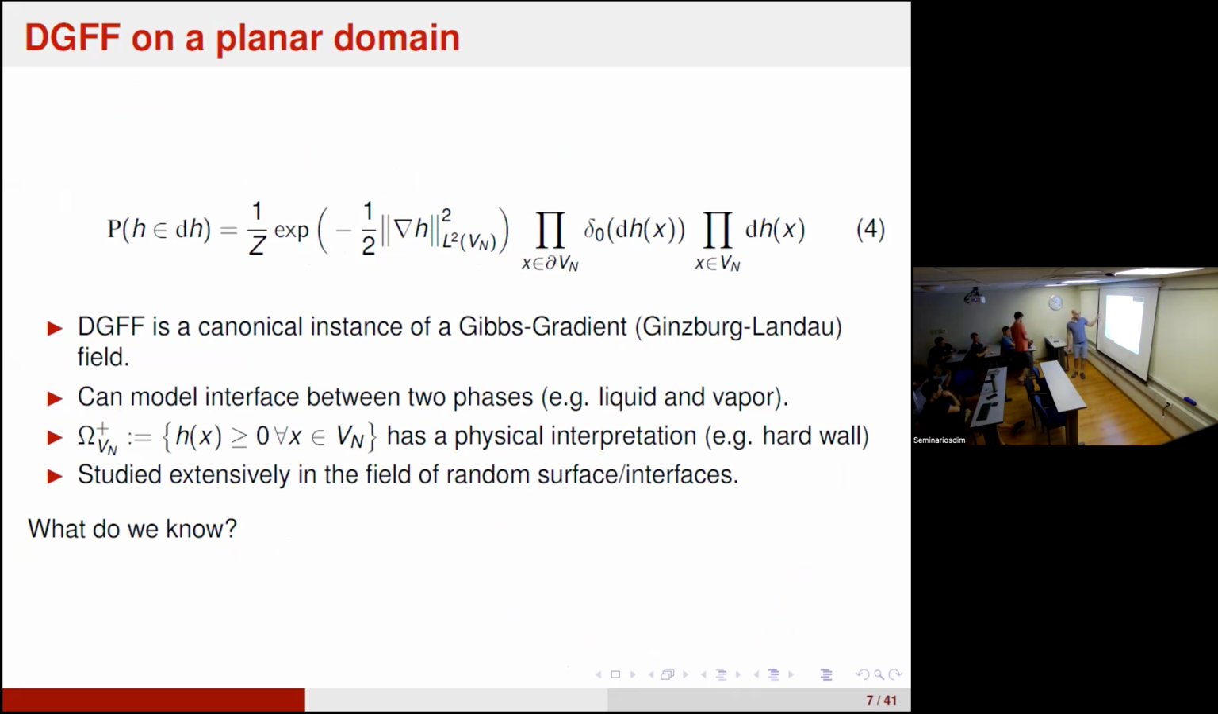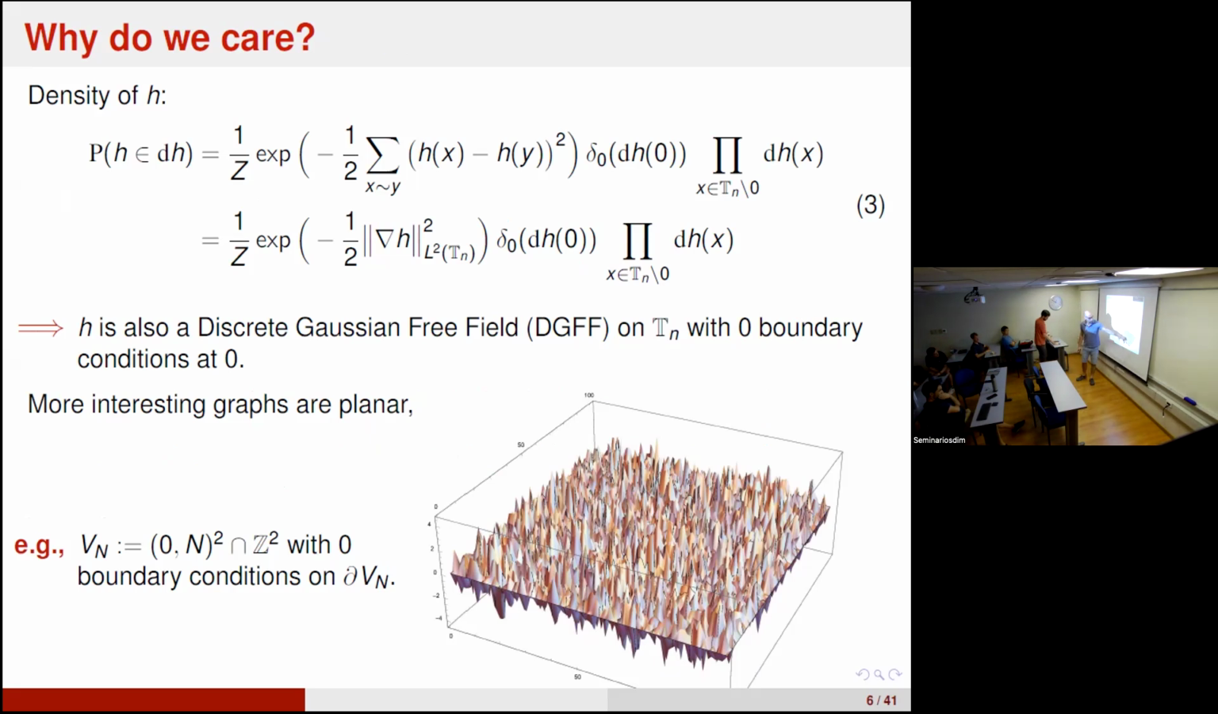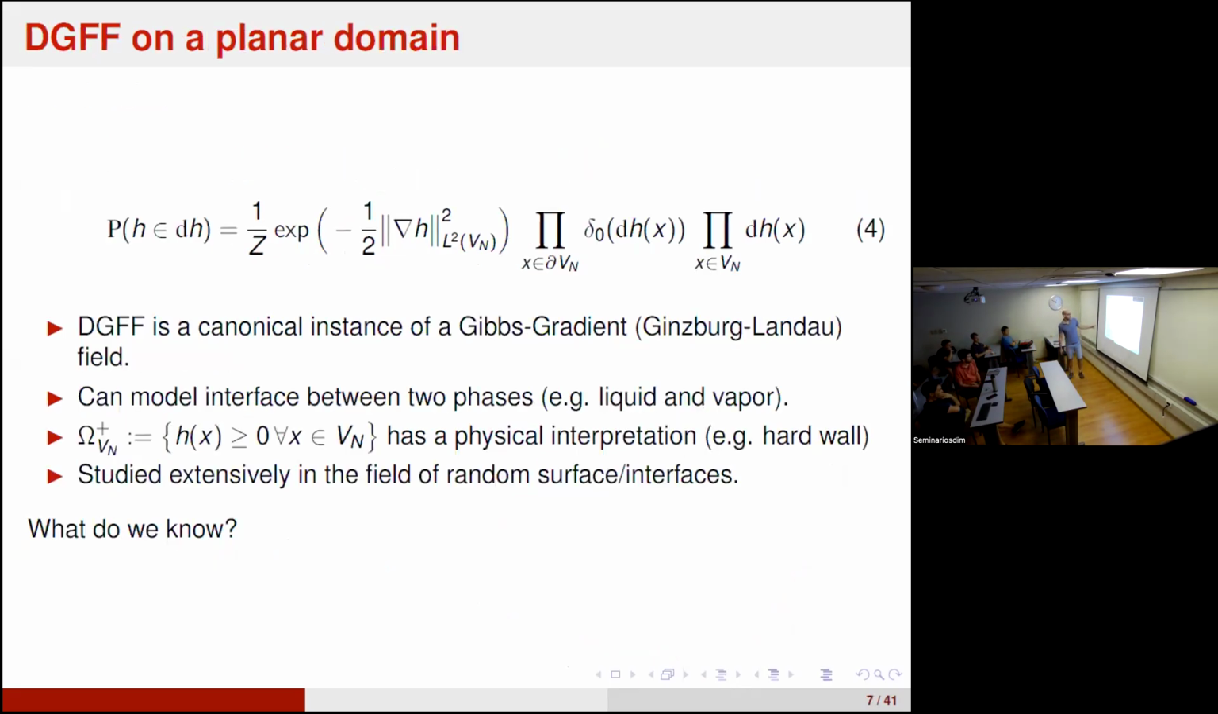Conditioning this to be positive has a physical interpretation. The first bullet says that this is the Gaussian free field. You can replace this with some other more general surfaces where you replace this potential, from being the square potential, the Gaussian potential, to something else. Then it's called Ginzburg-Landau fields. This interface is kind of canonical among random interfaces.